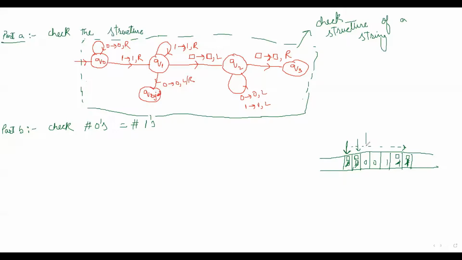Again we will come here. We will replace 0 with blank. Again we will go to the end here. Here we have 1. We will replace it with blank. Again we will come to the initial position, that is here. We will replace 0 with blank. Again we will go to the end. Now the end is here only. So after removing this 0, we are not able to find the 1.